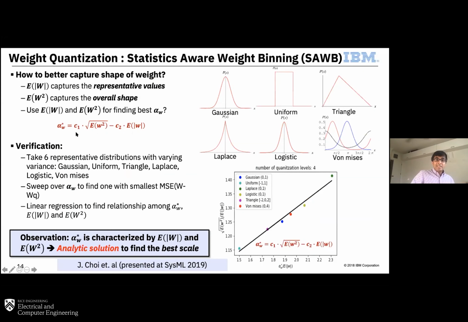So we did this based on looking at different distributions of the weights. And using those distributions, we concluded that this particular formula would be the right formula for computing the scale factor for weights. And basically using that formula, we can get the scale factor for weights and use it to do weight quantization.